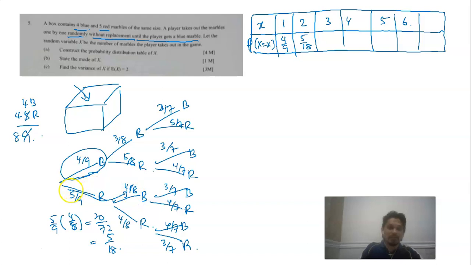Let's say the first ball is red, the second ball is also red, then suddenly the third ball is blue, then you stop. So then it is 5/9 here, 4/8 times 4/7.